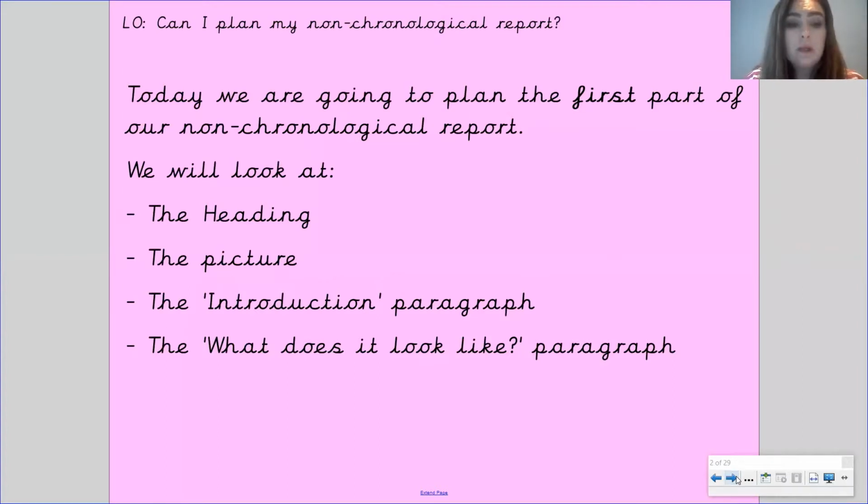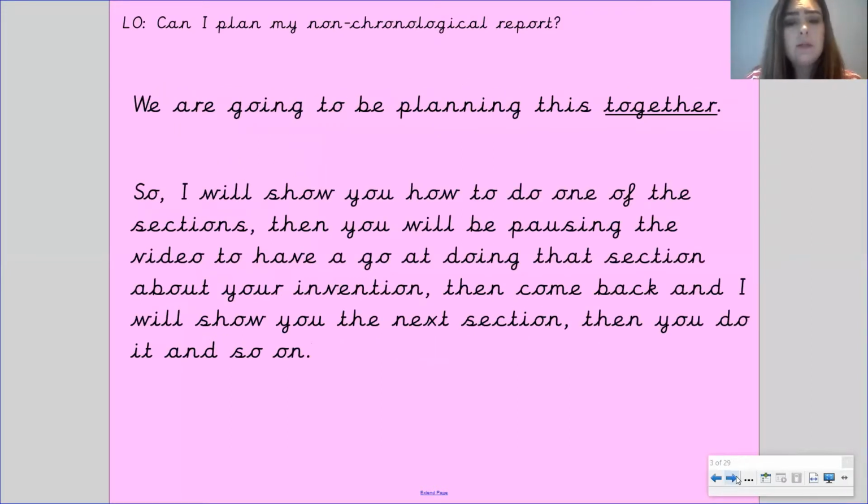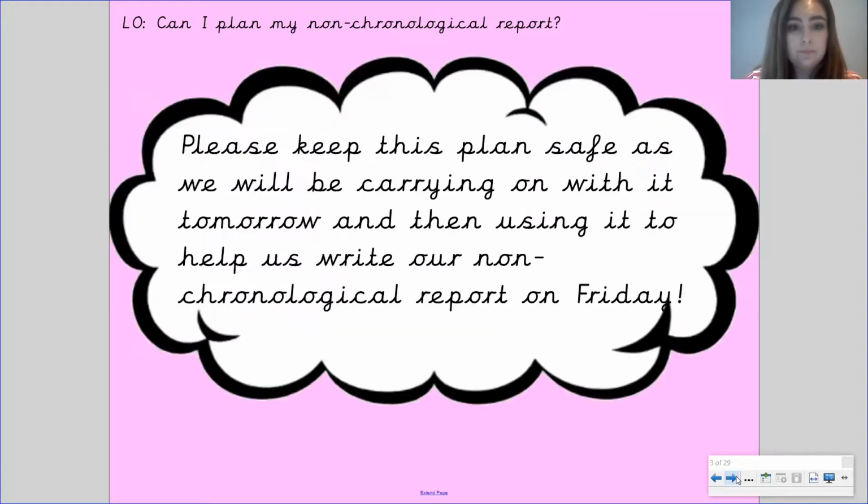So we're going to be looking at planning our heading, the picture, the introduction paragraph, and the what does it look like paragraph. And we're going to plan this together. So what's going to happen is I'm going to show you how to do one of the sections, then you're going to pause the video, have a go at doing that section about your invention, then come back to my video and I'll show you the next section, then you do it, and so on. And that's what we're going to be doing in today's lesson and tomorrow's English lesson.